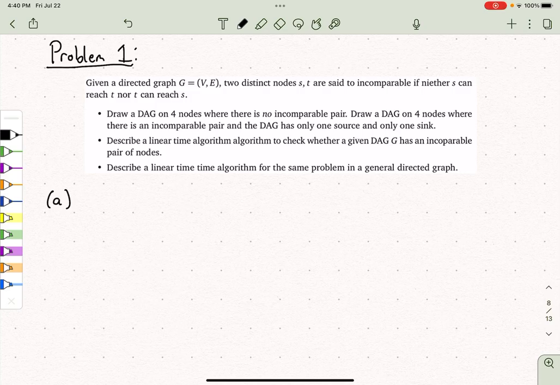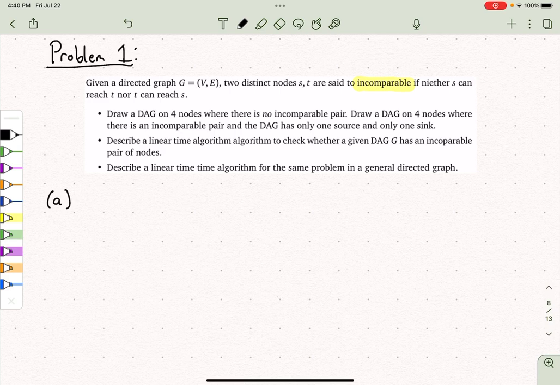So in this problem, this is a very simple mathematical problem. We're given some graph, we're given two nodes S and T, and in general, we're going to define this notion called incomparable. So two nodes are incomparable if S cannot reach T and T cannot reach S.